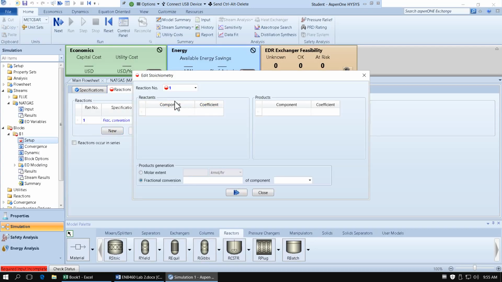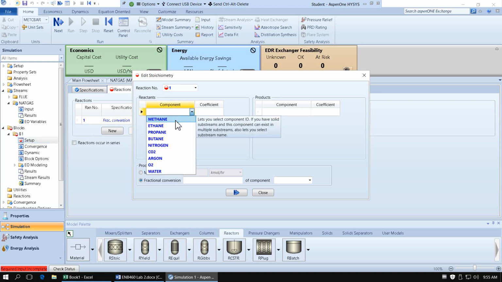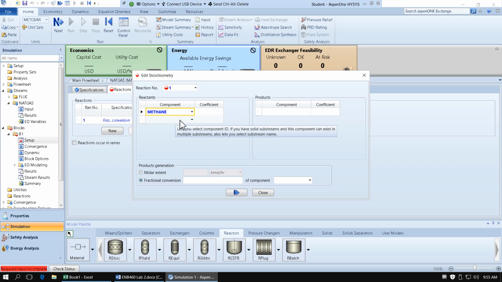So remember, we've defined the components in the properties component specification menu, so we can just select them here. Methane with oxygen and water. I'm just pressing the first letters on the keyboard for quicker input. And the coefficients just correspond to the coefficients on your balanced chemical reaction. So here it's 1 and 2.